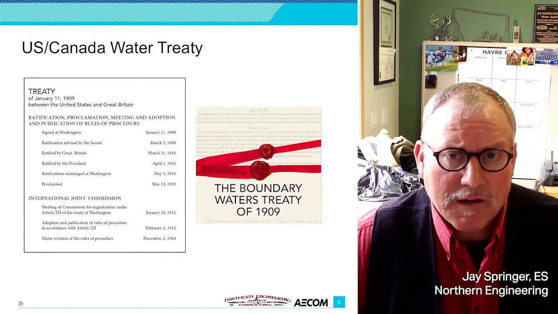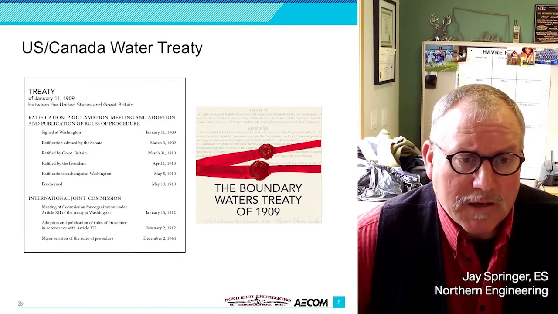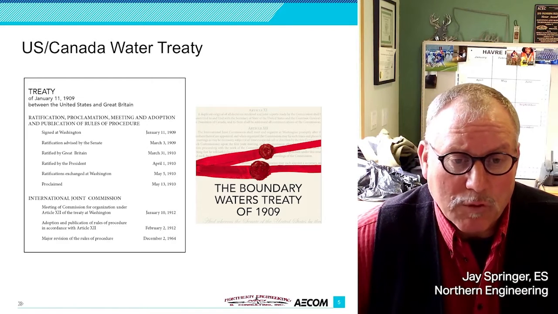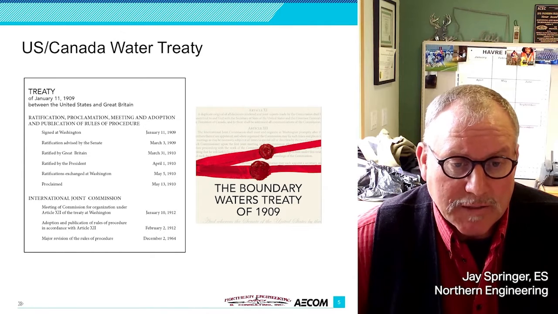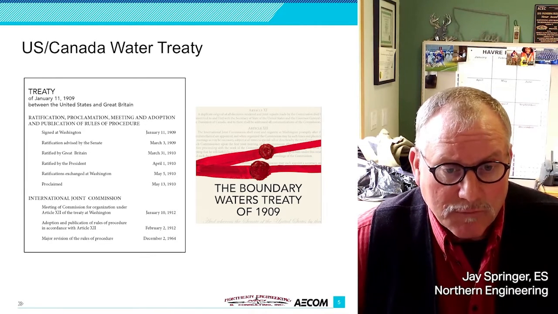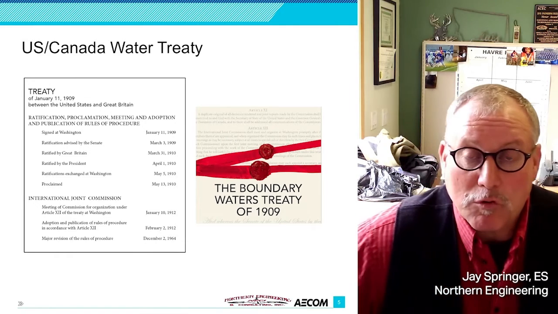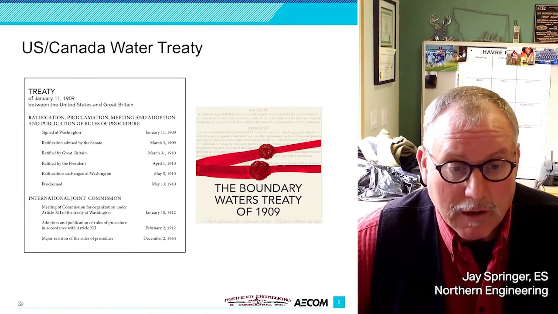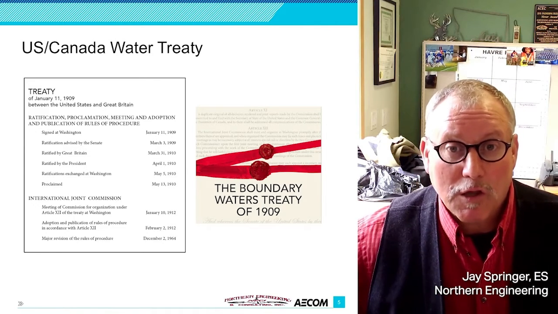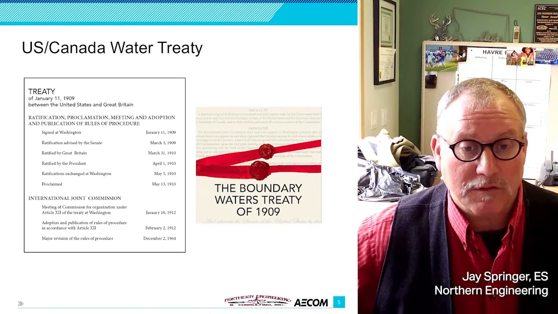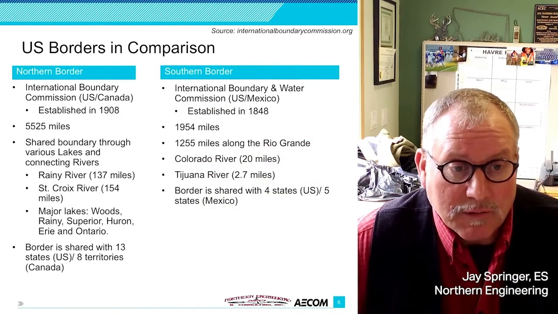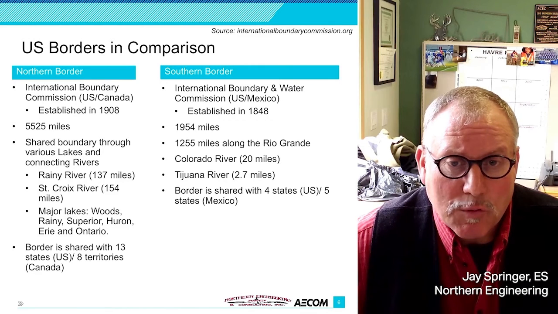So the U.S.-Canada Treaty was done in 1809. As you can see, there are the different dates when it was ratified. 1910, it was proclaimed, so it came into fruition on May 13th of 1910. There were some notable changes in 1912 and a lot of rules and procedural changes in 1964, which was a huge flooding year for a lot of places along the northern tier boundary. The comparison: the International Boundary Commission is U.S. and Canada.